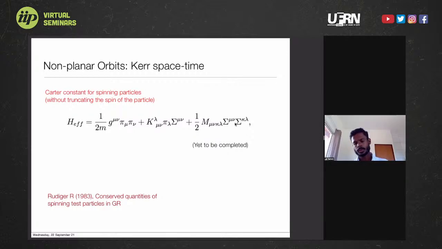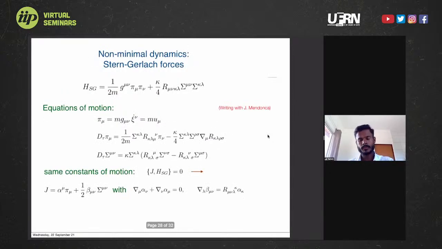So this is next in my priority list as an important project, because when you solve this, it is going to be a very important theorem in the literature of spinning particle dynamics. Meanwhile, apart from the results which I have shown now, we are also solving another project, and currently I'm writing with the student of Ricardo, whose name is Josel Mendonca. And this is more interesting.